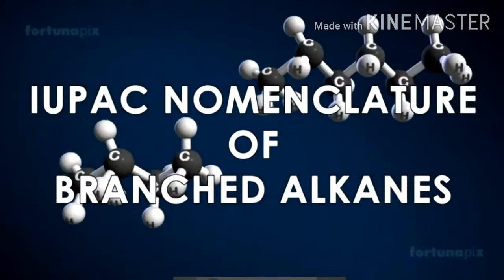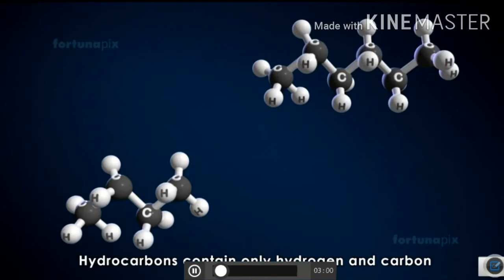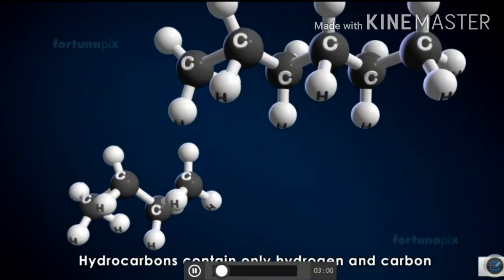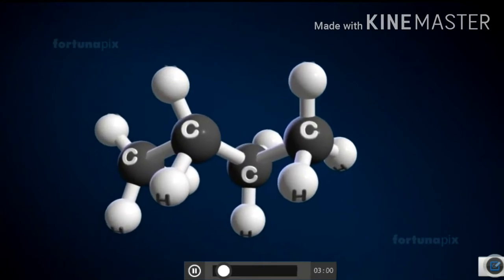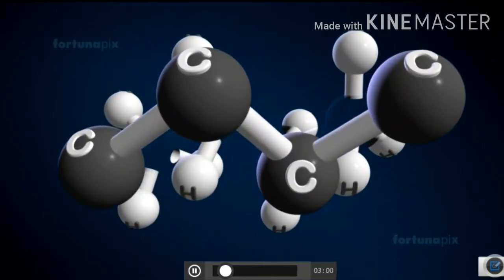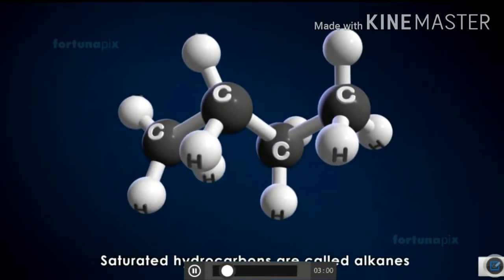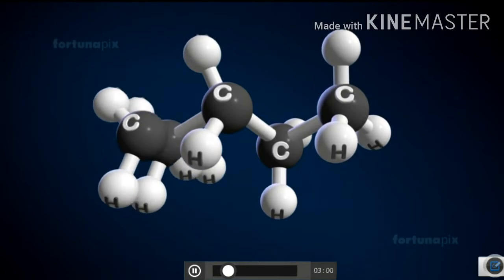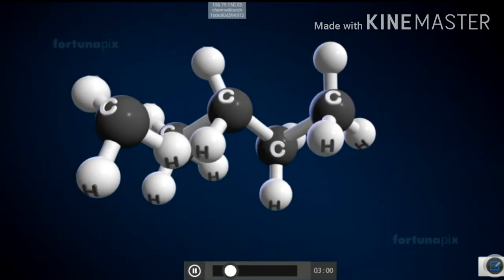Naming of branched alkanes. Hydrocarbons contain only hydrogen and carbon. A saturated hydrocarbon is a hydrocarbon in which all the carbon-carbon bonds are single bonds. Such saturated hydrocarbons are called alkanes. Each carbon atom forms single covalent bonds with hydrogen.